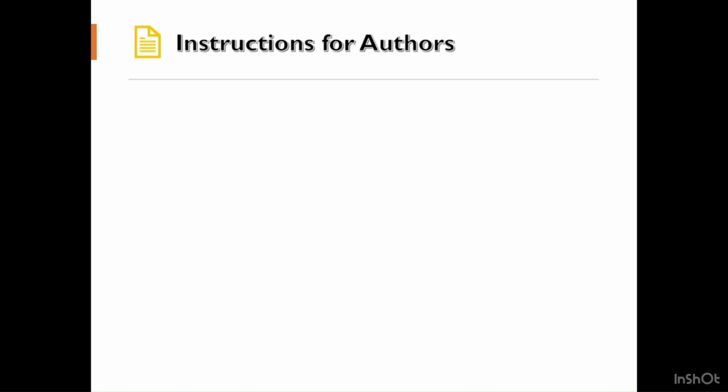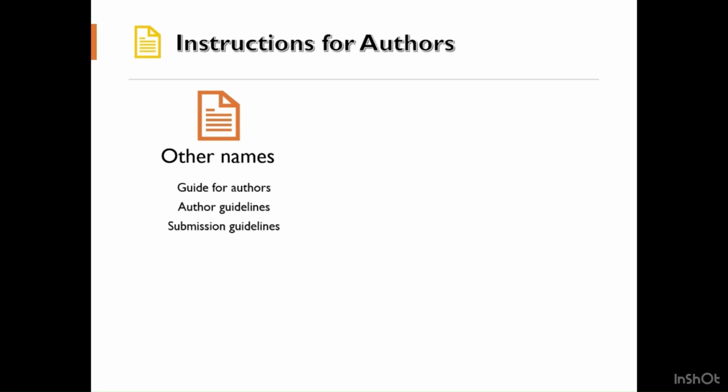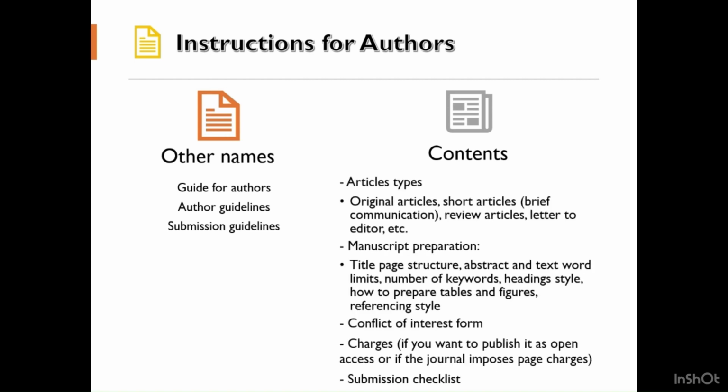Next, another part that we have to look for in a journal's website is instructions for authors. Sometimes in some journals, it can come as the guide for authors, author guidelines, submission guidelines, and so forth. So what do instructions for authors contain? They basically include the article types.